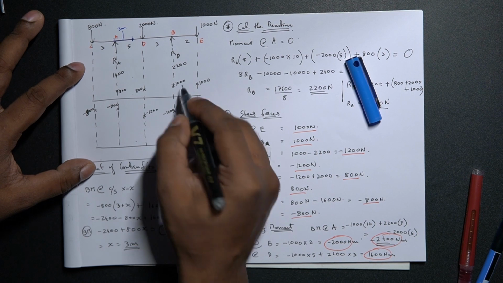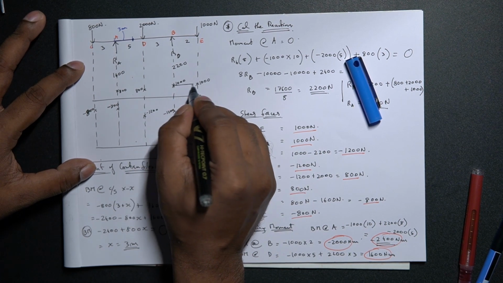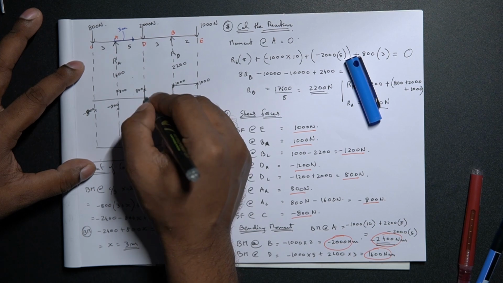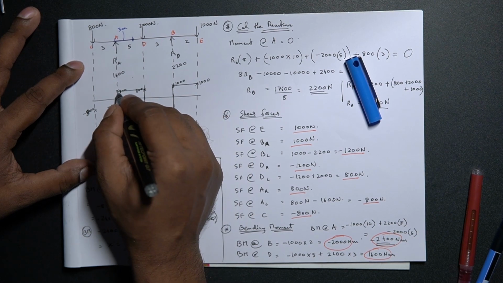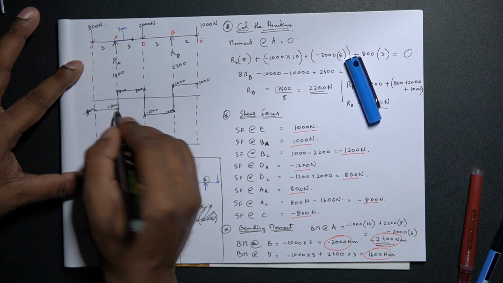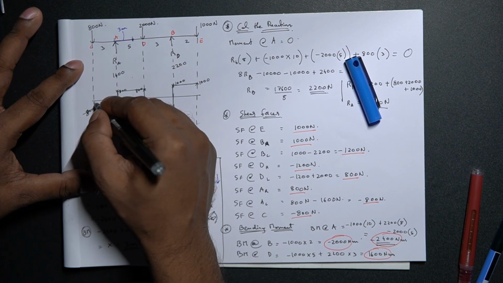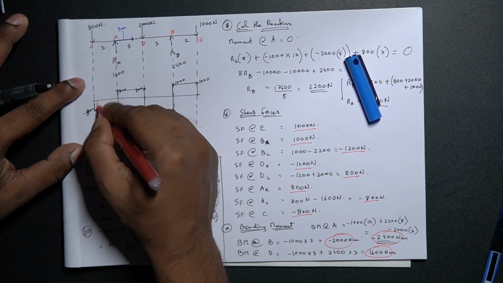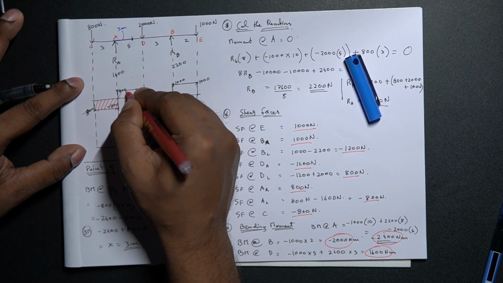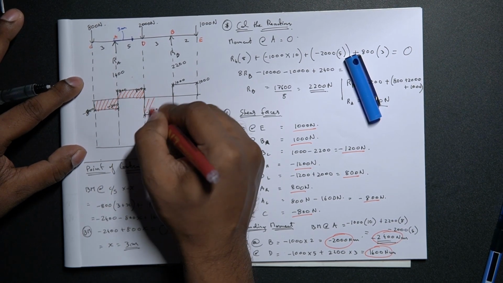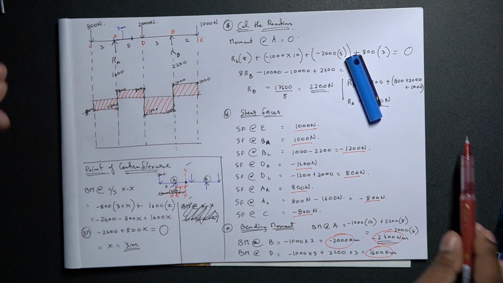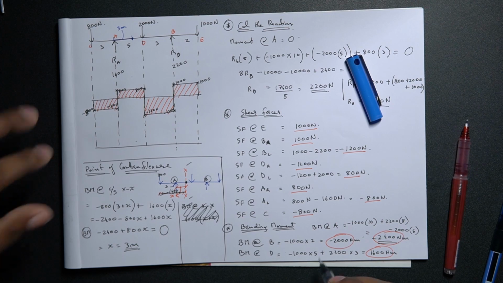Since everything is point load, there's not much to worry about linear graphs or linear charts. So this is our shear force diagram. Let's calculate the bending moment.